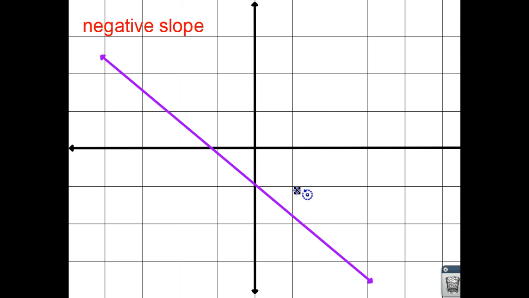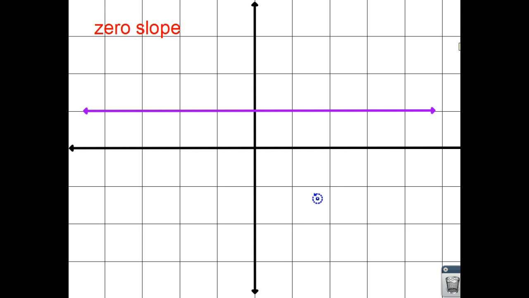Same idea. I'm going to read my purple line from left to right, and I have my mountain climber. What direction is he going if I go from left to right? He is going downward. And when we talk about math terms, going downward means being negative. So this is a negative slope line.